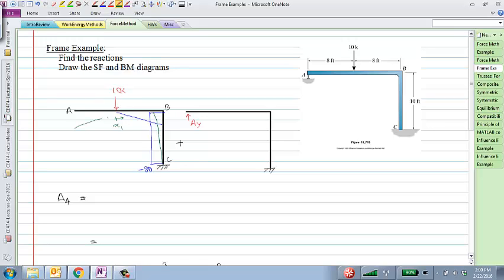Something like that would be the displaced shape. It really looks like a frowny face, so we have a negative moment there. I'm going to call that minus 10x1.